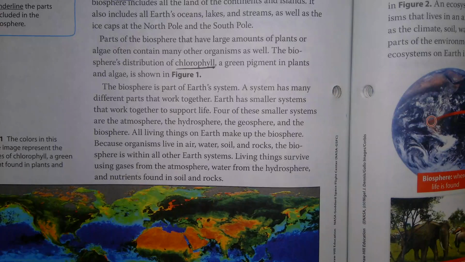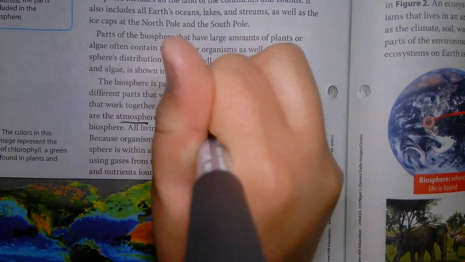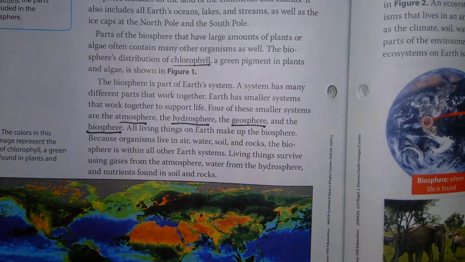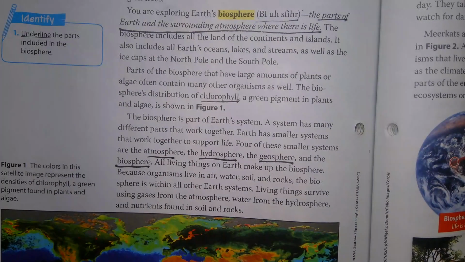A system has many different parts that work together. Earth has smaller systems that work together to support life. Four of these smaller systems are the atmosphere, hydrosphere, geosphere, and biosphere. They all end in sphere in case you didn't see that. All living things on Earth make up the biosphere. Because organisms live in air, water, soil, and rocks, the biosphere is within all other Earth systems. Living things survive using gases from the atmosphere, water from the hydrosphere, and nutrients found in soil and rocks.